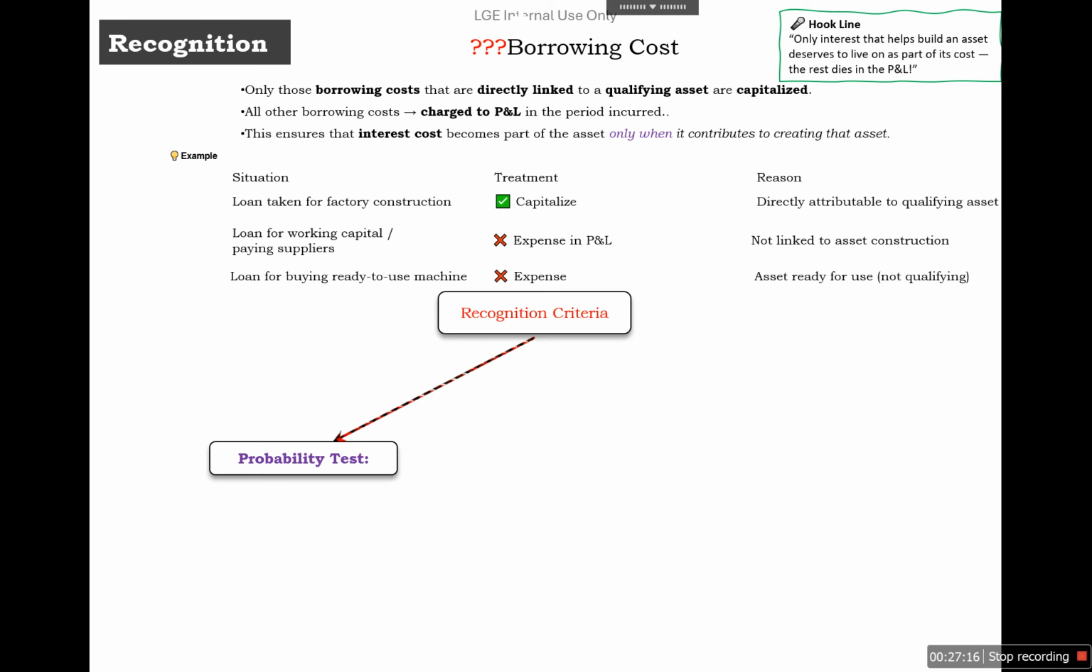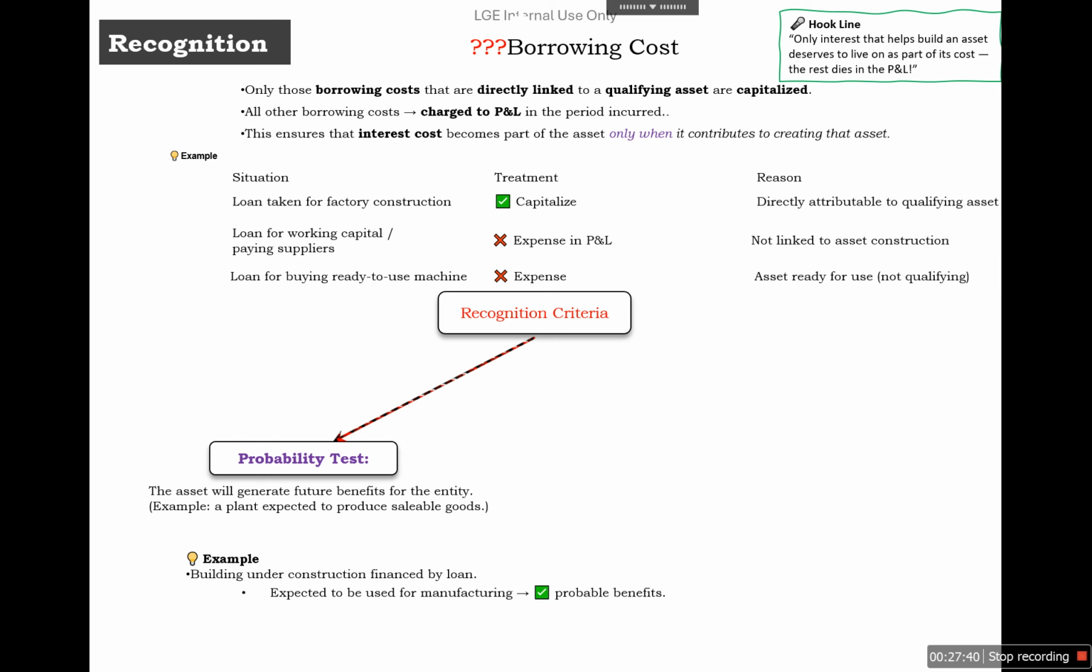First is the probability test, whether the asset will generate future benefit for the entity. For example, a plant expected to produce sellable goods. It is going to give the future benefit. Another example, a building under construction financed by a loan. So it is expected to be used for manufacturing. This is a probable benefit. And interest rate and expenditure are clearly known. So it is measurable also. So we need to capitalize the borrowing cost.